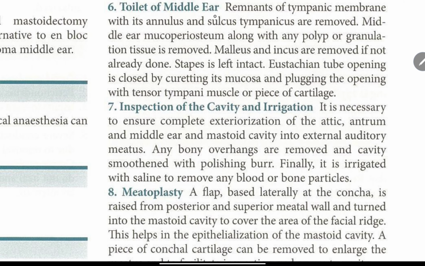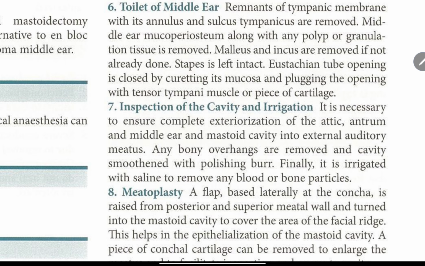6. Toilet of middle ear. Remnants of tympanic membrane with its annulus and sulcus tympanicus are removed. Middle ear mucoperiosteum along with any polyp or granulation tissue is removed. Malleus and incus are removed if not already done. Stapes is left intact. Eustachian tube opening is closed by curetting its mucosa and plugging the opening with tensor tympani muscle or piece of cartilage.